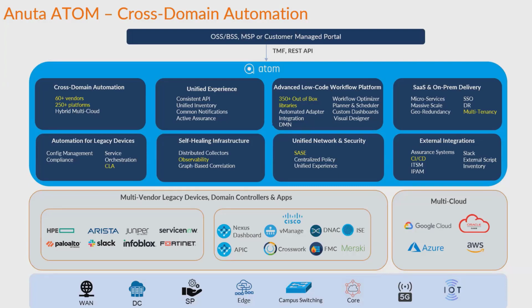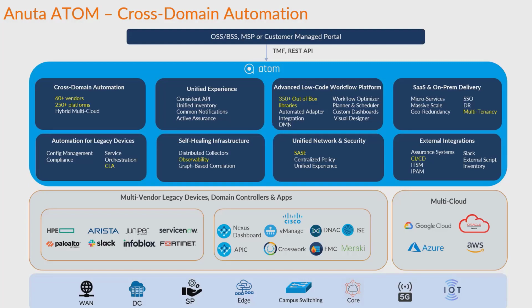Anuta delivers cross-domain automation for multi-vendor, multi-domain networks. It integrates with OSS BSS via TMF and REST API, delivering a unified experience, consistent policy, and security. Atom has an advanced low-code workflow platform with hundreds of out-of-box workflows and integrations.